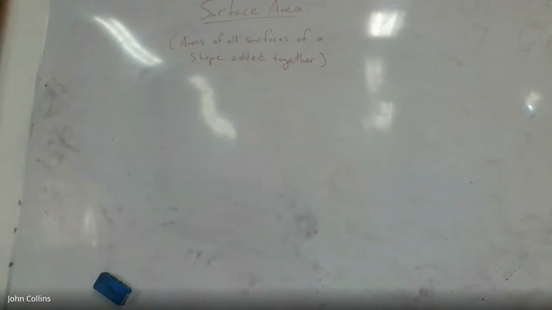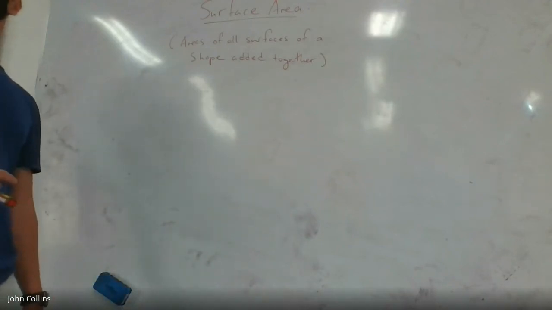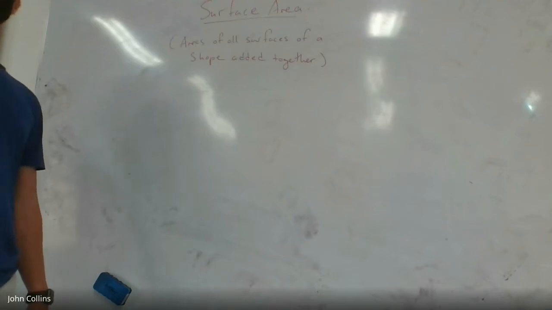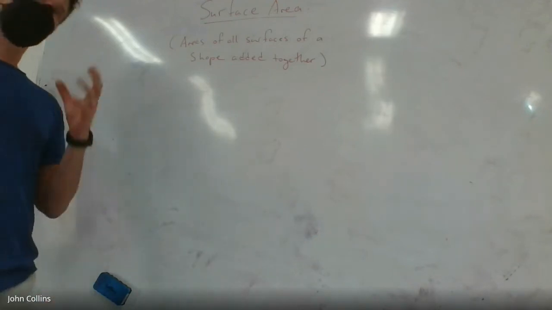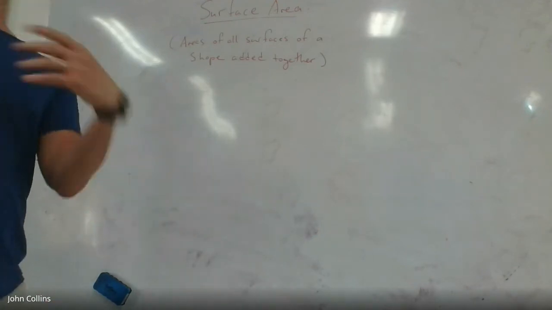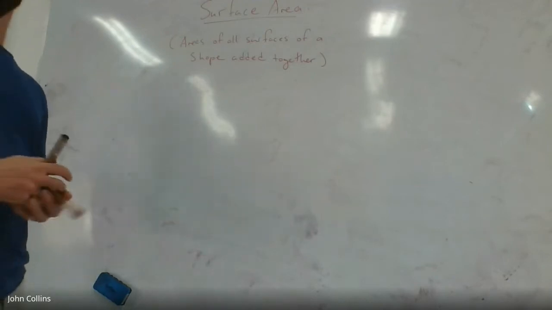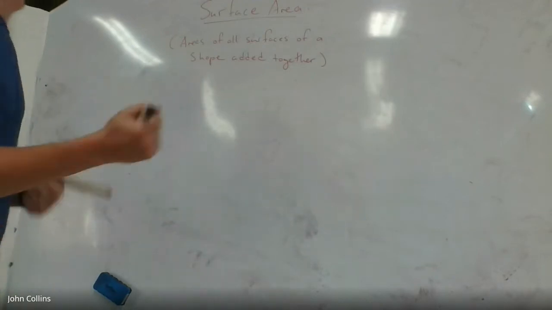Does anyone know what a cuboid is? Maxim? Is it a cube? It's a bit like a cube, yeah, very similar. Eva? Isn't it kind of like a rectangular prism? It's a rectangular prism, yes. The way a square would be a cube, a rectangle would be a cuboid. It's like a box, or a rectangular prism.